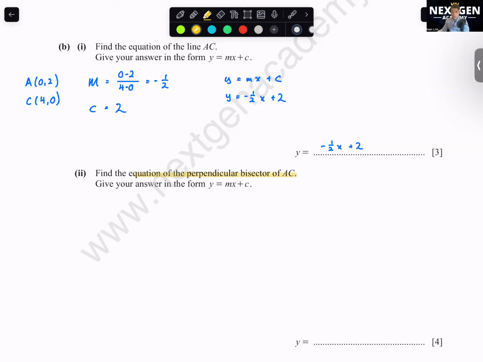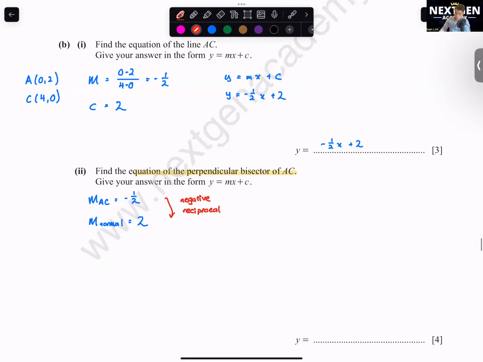We first need to find the gradient of the normal. Then we need to find the midpoint of AC. Okay, how to find gradient of normal? Just now, the gradient of AC, which is above here, is negative 1 over 2. The gradient of the normal is what? Gradient of normal is the negative reciprocal. So it will just be equals to 2. Negative reciprocal. That means your negative inverse.